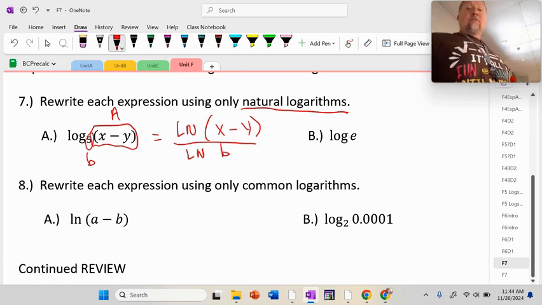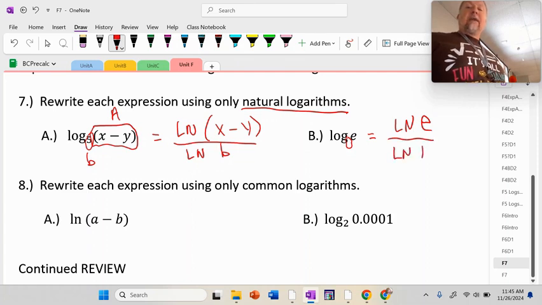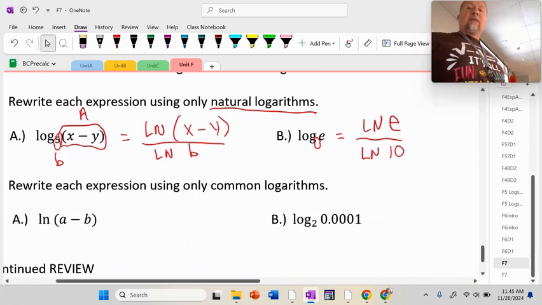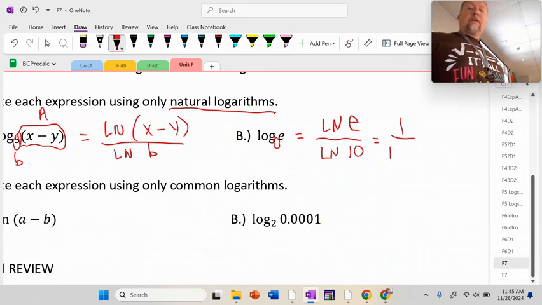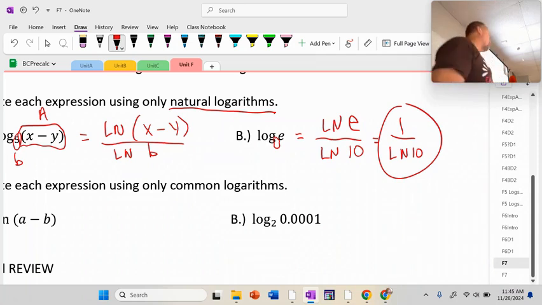Write this in terms of natural logs. That's interesting. By the way, what's the base on this logarithm right here? What's the base on this? 10. So this is ln of the argument over ln of the base. By the way, what's ln of e? What's ln of e? 1. So you're required to do those evaluations if they come up.